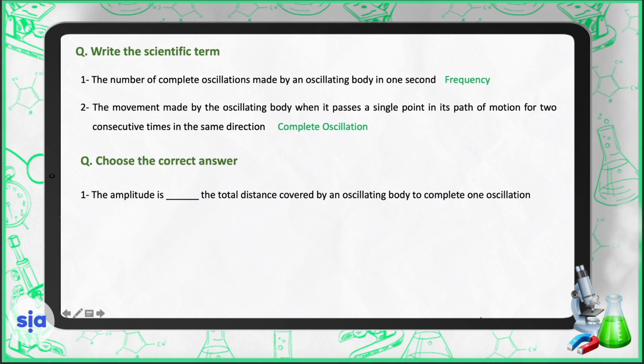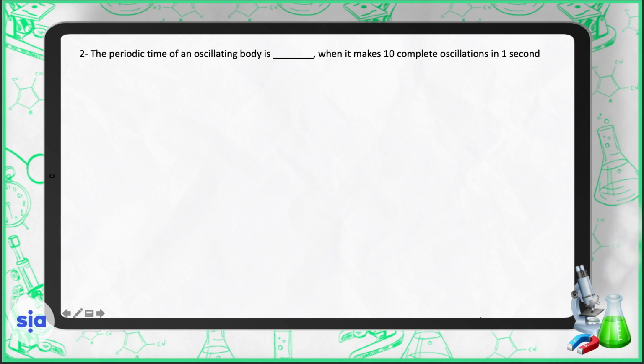Choose the correct answer. The amplitude is the total distance covered by an oscillating body to complete 1 oscillation: 4 times, equal to, 1/4, or half. It's 1/4. The periodic time of an oscillating body that makes 10 complete oscillations in 1 second is: 10 seconds, 0.5 second, 0.1 second, 0.01 second. It's 0.1 second.